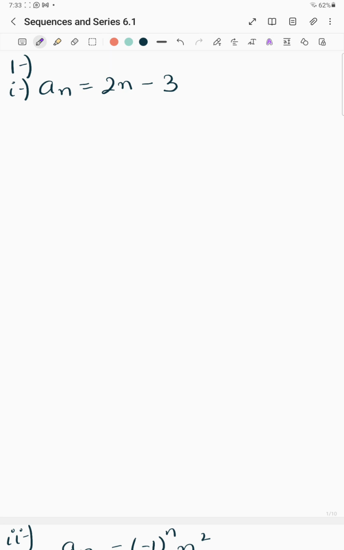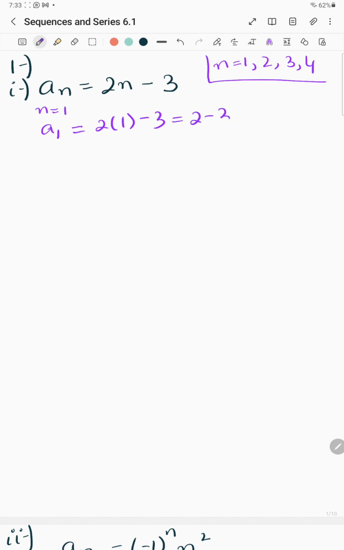Question number 1 says, write the first 4 terms of the following sequences. So for writing the first 4 terms, we are going to put the values of n is equal to 1, 2, 3, 4 in each question. So for n is equal to 1, it's going to be a1, 2 into 1 minus 3, which is equal to 2 minus 3, that is minus 1.